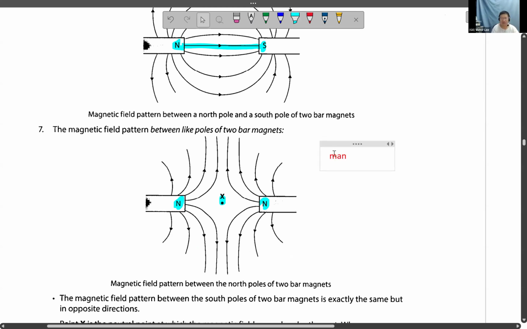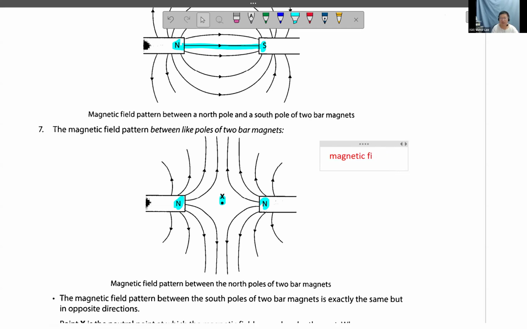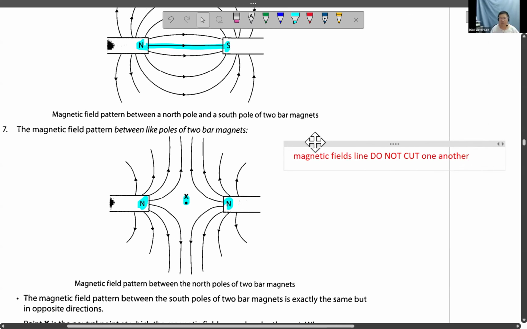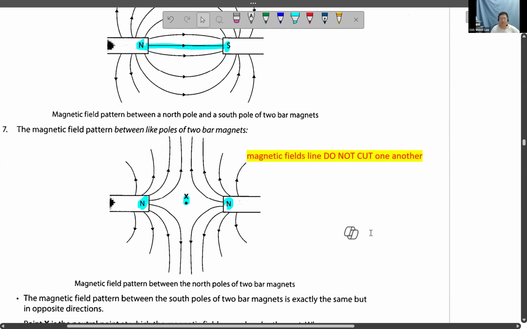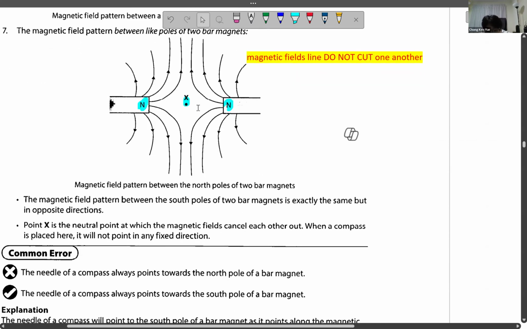Okay, so I'll write a note for you. Magnetic field lines do not cut one another. Remember that magnetic field lines do not cut one another, or else the drawing will be wrong. Is it okay? Right. So the exact middle here is called the neutral point. Neutral point, where there's no magnetism.